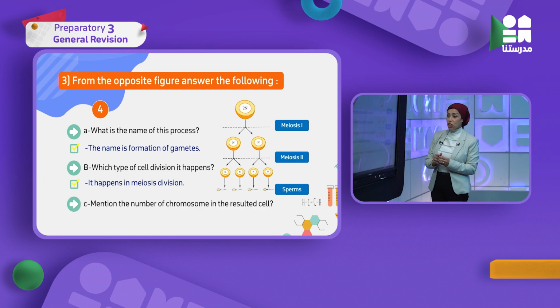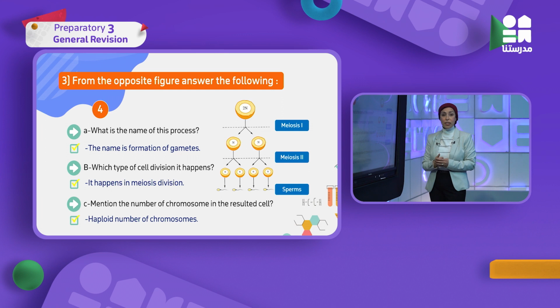Mention the number of chromosomes in the resulted cells. طب number of chromosomes in each cell من الجاميتس اللي ديت either it's haploid ولا diploid. Of course you know all of you it's haploid يعني containing n chromosomes which is haploid number of chromosomes. نص العدد الكروموسومز بتاع المين reproductive cells.